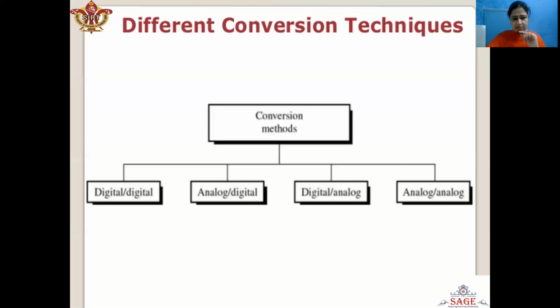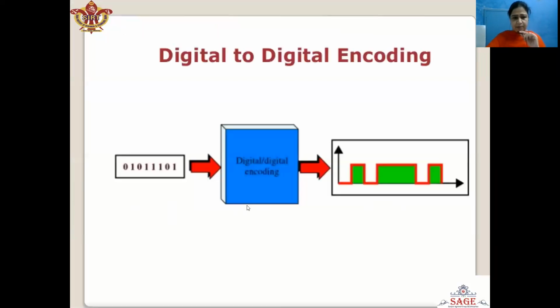Now, in this lecture, we are doing digital to digital conversion method. So, as already discussed, digital to digital encoding in which the digital data is converted into the form of voltage signals where bit can be represented by positive pulse, negative pulse, or zero level.